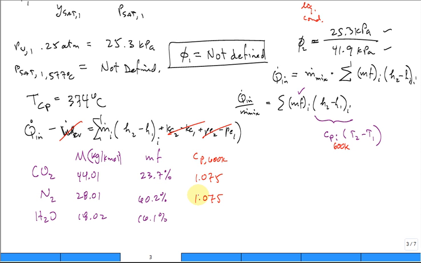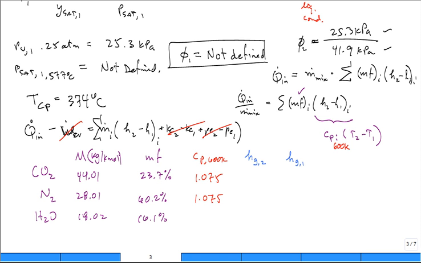What about water vapor? Well, the water vapor, maybe the book makes it a lot harder to get a specific heat at a reasonable temperature like 600 Kelvin for water vapor. It can be done, but another way to do it is just to do it this way. I'm gonna use specific heats for the carbon dioxide and the nitrogen, and then I'm going to use h_g at state 2 and h_g at state 1 for the water vapor.